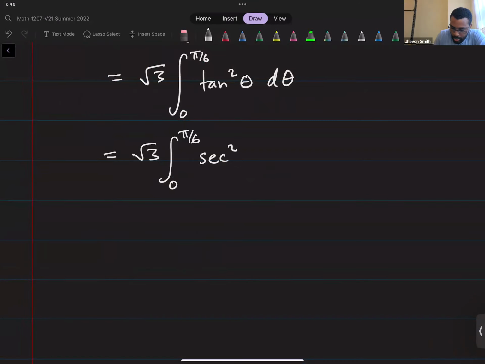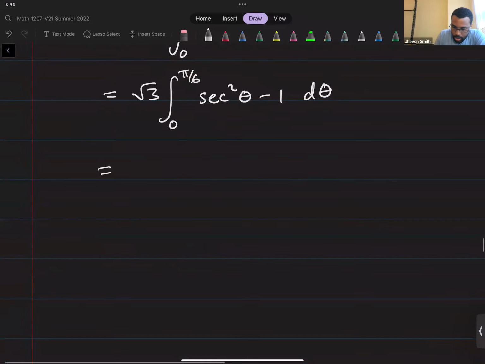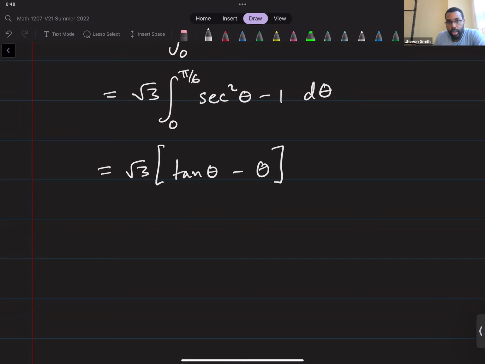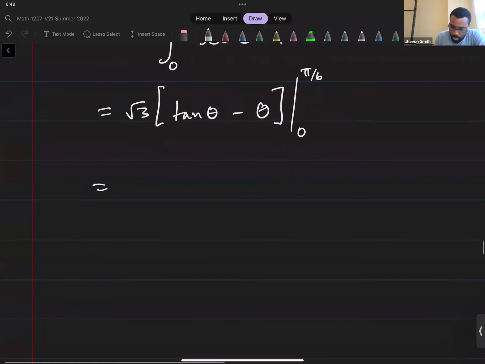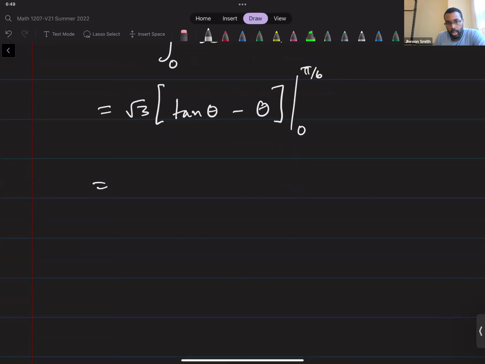What we'll do is apply a trig identity, tangent squared is secant squared minus one. And so it turns out that we know the integral of secant squared, that's just tangent. And we know the integral of one, which is just theta with respect to theta. And we have our limits here, 0 to pi over 6. And here, those are thetas. We can literally just plug it in for theta. So we apply the fundamental theorem of calculus. And so we'll plug in theta.